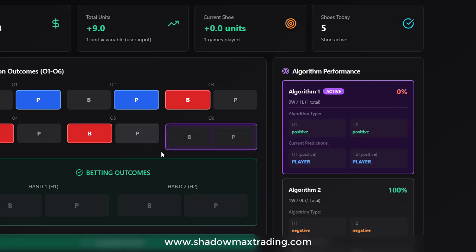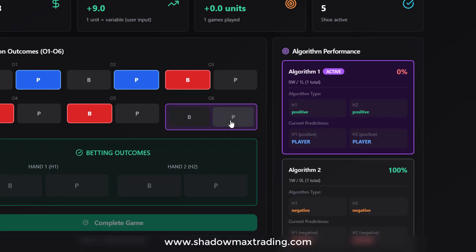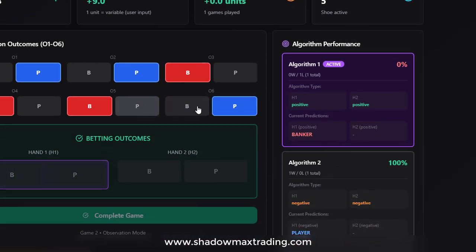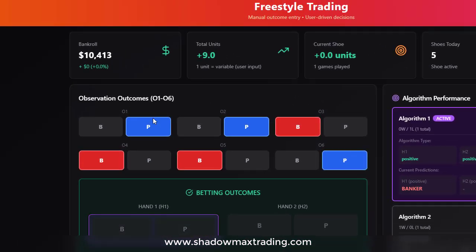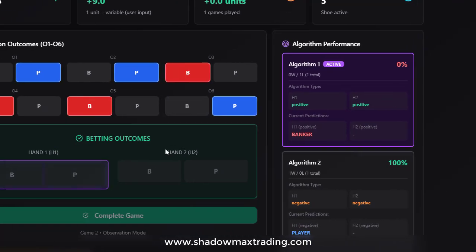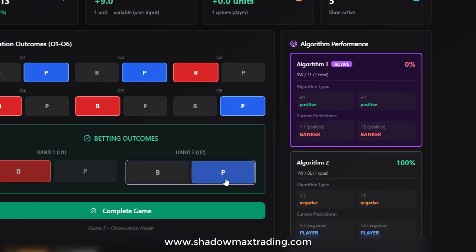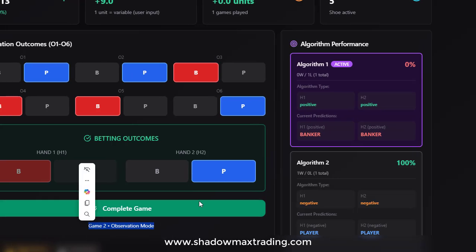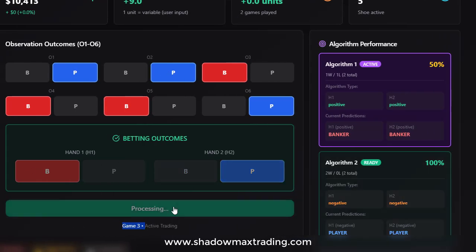All right, so let's continue to move. Put in more outcomes. This is game 2. You can see how it took the last 5 of game 1 and pasted them back to the top. So now we only need to put in the next 3 outcomes. You can see it says game 2 observation mode. Let's hit complete game here.